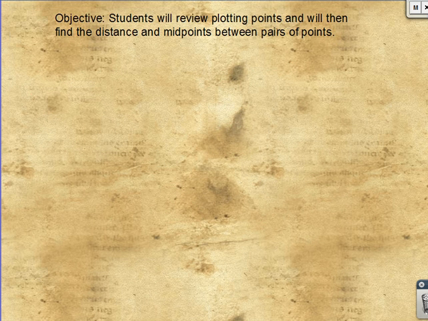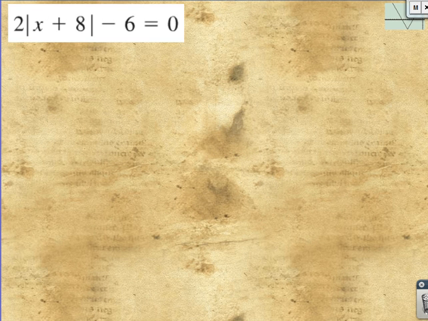Last problem. Before you start, please isolate the absolute value. Minus 6 and 2, move them to the other side. That gives you the absolute value of x plus 8. Let's move them in our head. Minus 6 turns into plus 6. Times 2 turns into divided by 2, and then you now have 3.